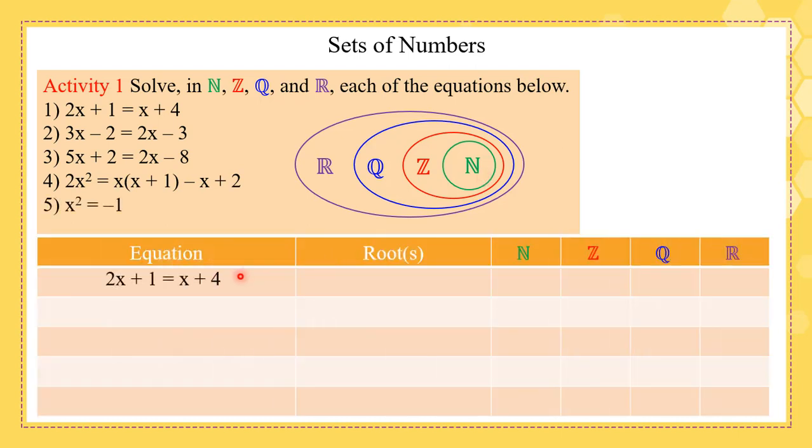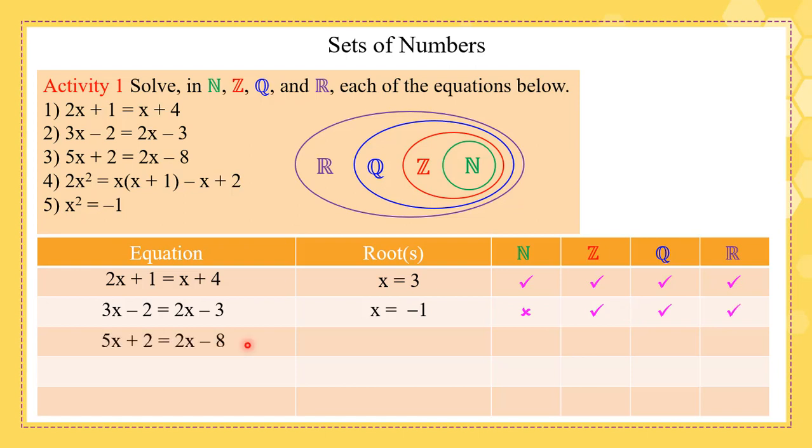This is the first equation. It's of degree 1. If we isolate x, we get x is 3, and 3 in fact is a natural number. Consequently, it will be an integer, a rational number, and a real number. Now the second equation is also a first degree equation. So if we isolate x, we get x is negative 1. It's in fact an integer. Consequently, it will be a rational number and a real number.